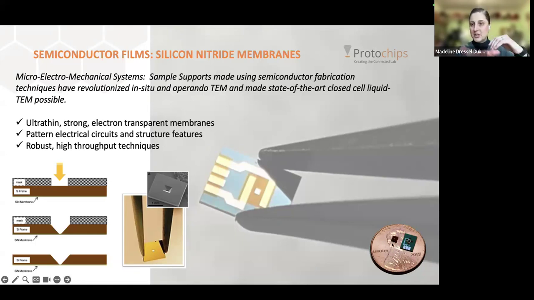We have a small chip, put a droplet of sample or inject a droplet of sample, and then there's a large chip on top of that that has, in this case, electrodes for doing electrochemical experiments. And I'll show you a little bit more about the actual holder itself in the next couple of slides.